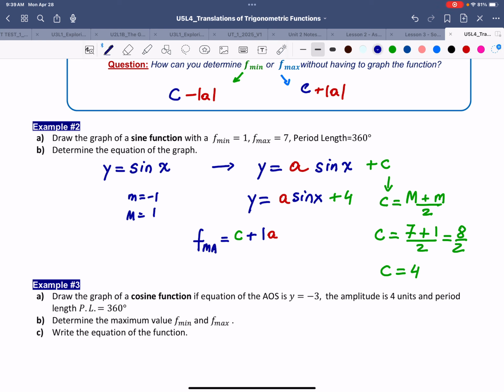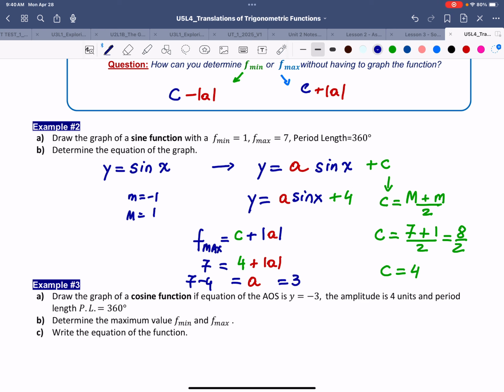And in this case, we have the value of the maximum, which is 7. We have the value of c, which is 4. And we need to find what the amplitude is. So plus amplitude. So simply solve the equation for the amplitude. So take 4 to the other side, and then we figure out here that the value of a will be 7 minus 4, and that would be equal to 3.